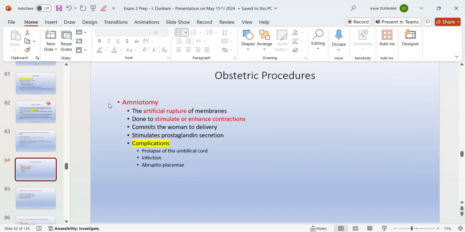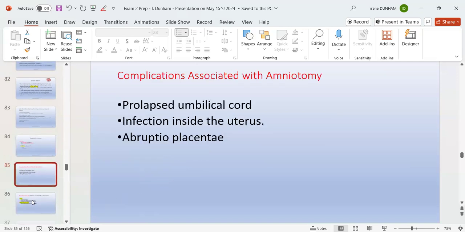And then, of course, we're committed to delivery. If we don't get her delivered within 24 hours, we can have a complication of infection. Another one, too, but thank God it doesn't happen too often. Sometimes the provider's a little rough breaking the bag of water, and you can get abruptio placentae. But thank goodness that doesn't happen too often. All right, talked about that already.